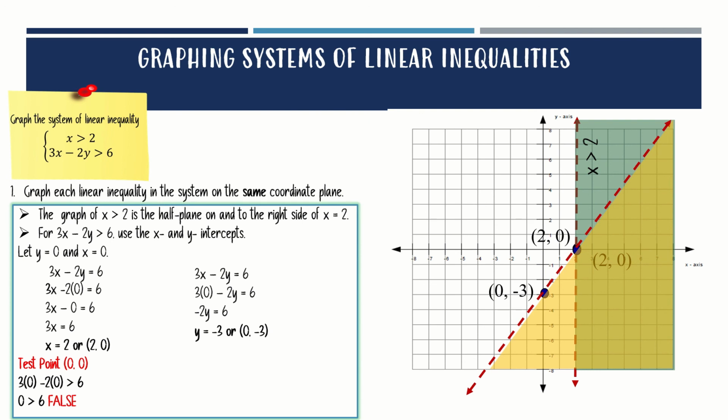For this system of linear inequalities, x is greater than 2 and 3x minus 2y is greater than 6, the area where the two shaded regions overlap is the solution set of the system. You may try picking any test point to check if our solution is correct.